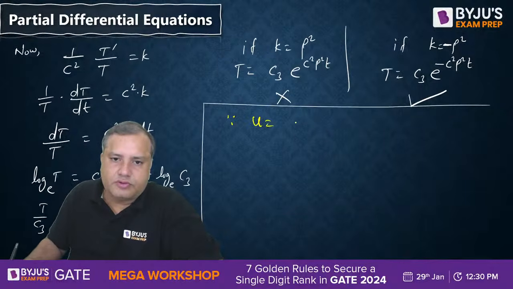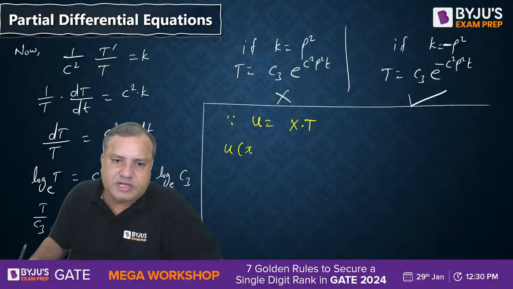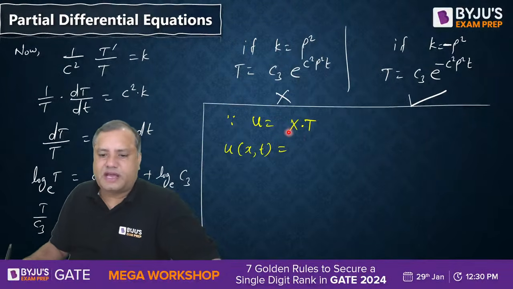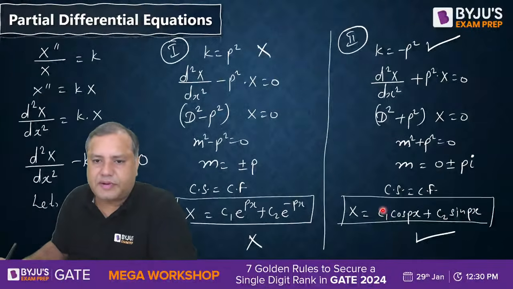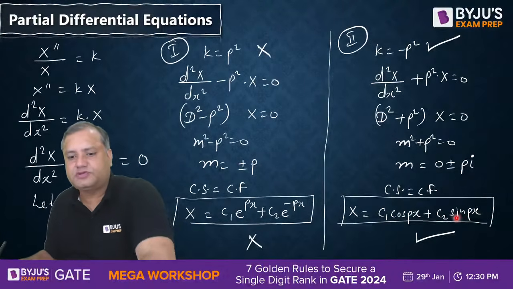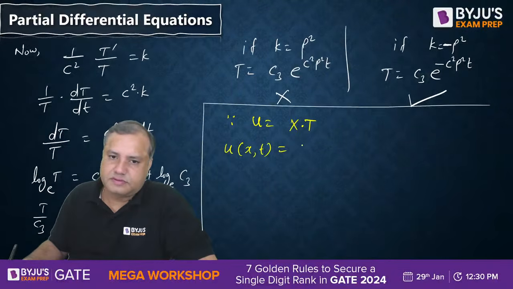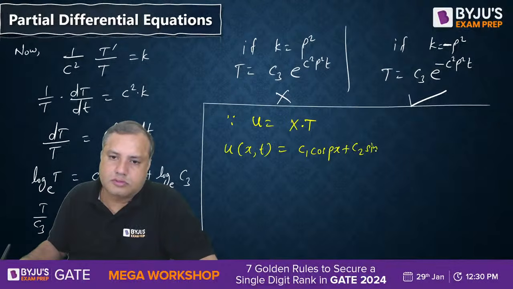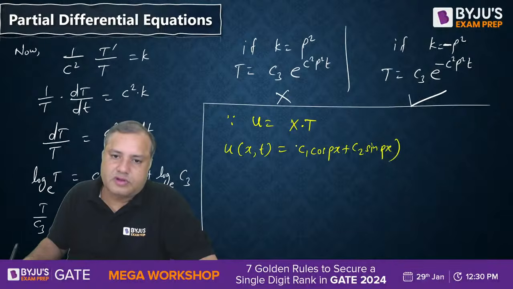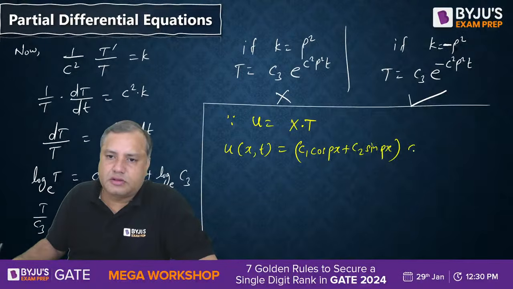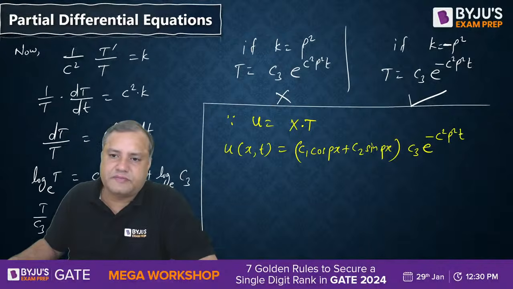U equal to X into T. U is nothing but the function of x and t. What is capital X? Capital X is C1 cos Px plus C2 sin Px. And what is capital T? C3 e raised to minus c square p square t.